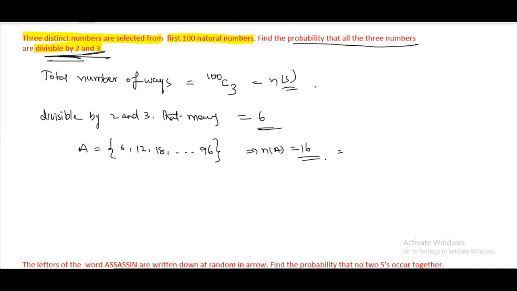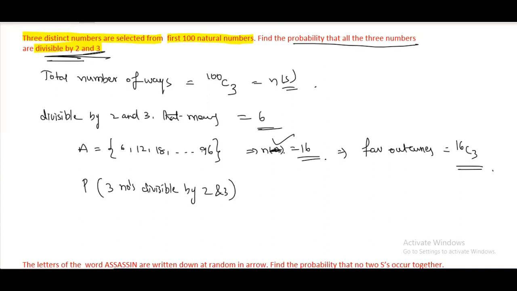So now from this we have to select our favorable cases. So total 16 numbers are here. Out of this 16, the favorable outcomes are that we have to select 3 numbers from these 16. That can be done in 16C3 ways. So probability of getting 3 numbers divisible by 2 and 3 is equal to favorable outcomes 16C3 divided by total number of outcomes 100C3.